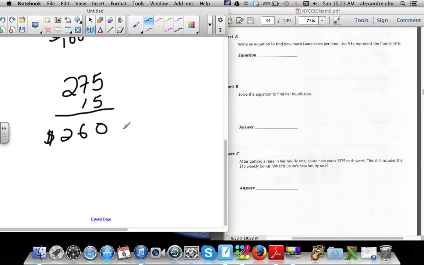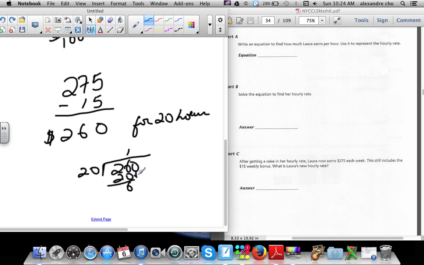Okay. So this week she got a raise. So it's $260 for 20 hours, which does not include the bonus. That's why I subtracted 15. Okay, for 20 hours. Let's see what that means. Well, 260 divided by 20 hours, let's see, what's her new hourly rate? 20 goes into 26 once, is 26. 20 goes into 60 3 times. So her new hourly rate is $13.